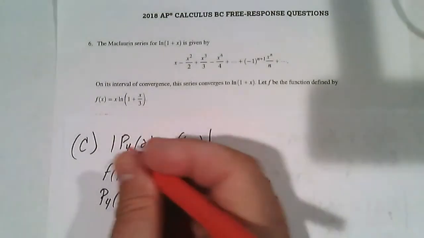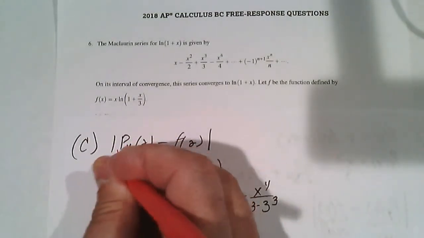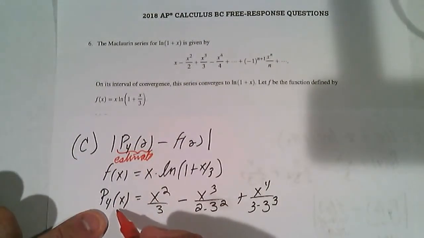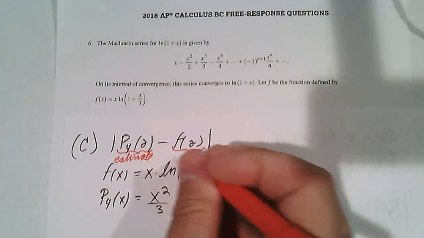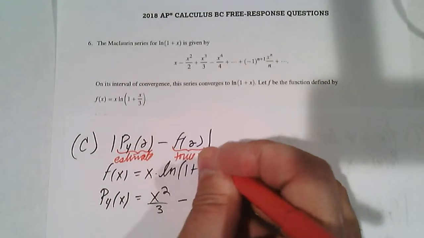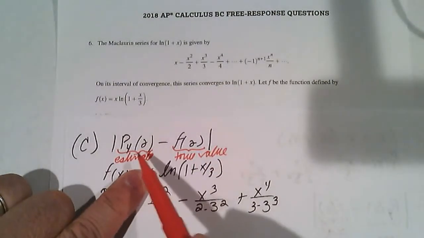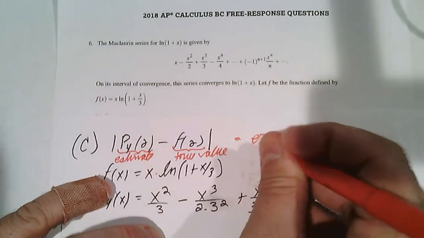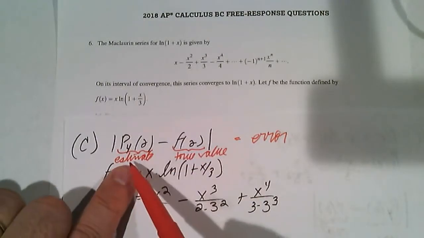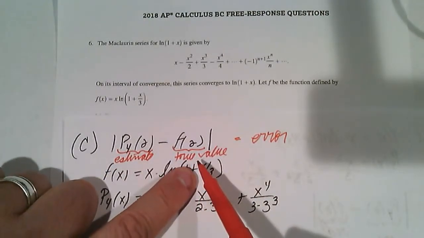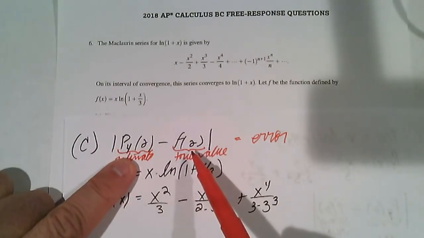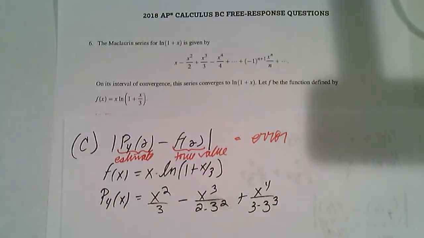P sub 4 of 2 is the approximation or the estimate that the degree 4 Taylor polynomial gives you to f of 2, which is the true value. When I look at the difference between the estimate and the true value, if I take the absolute value, this is the error. It's the difference between my approximation and the true value. And what this question's asking me for is what's the maximum that error is going to be. That's really important when you're generating an approximation.